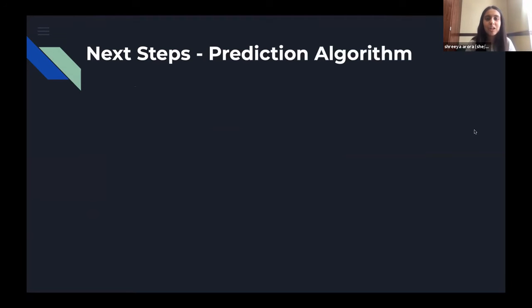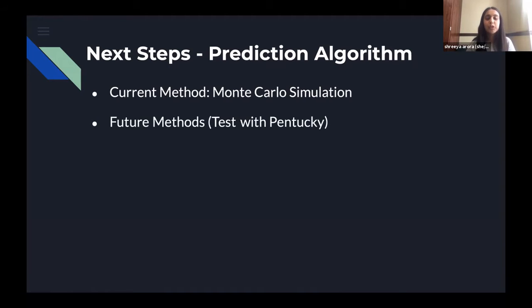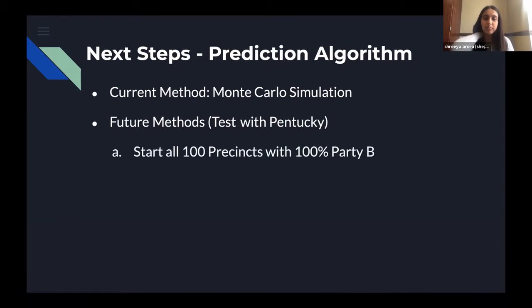In the meantime, we're working on looking at prediction algorithms. Currently we're working on a Monte Carlo simulation, which means it's a random walk model, but we want to work on future methods that help us predict what's happening a bit more with fewer trials. We tested this concept with Kentucky.